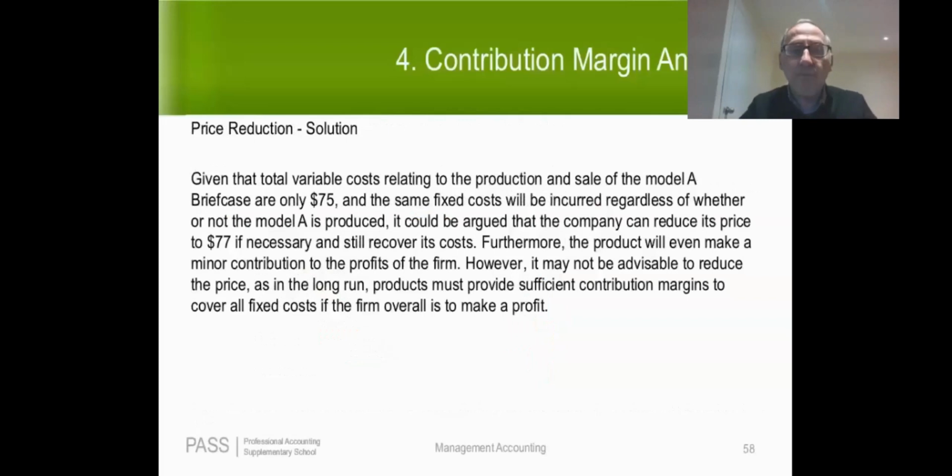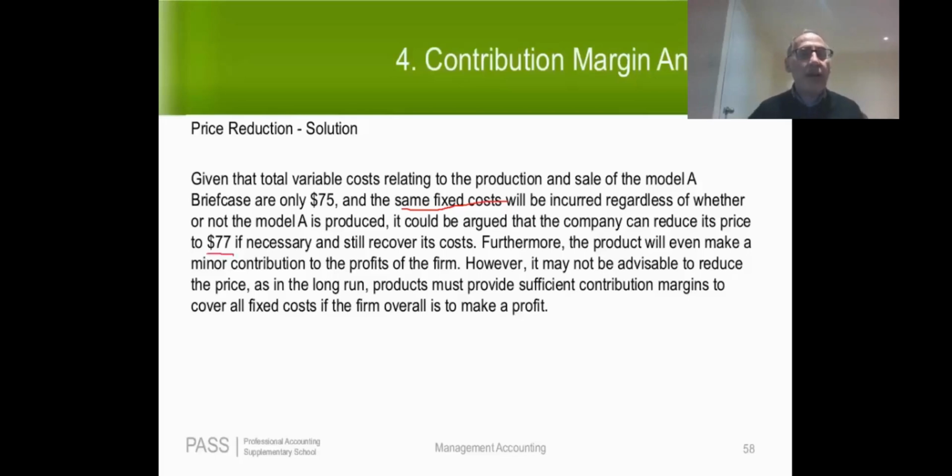Given the total variable cost relating to the production and sale of the Model A briefcase are only $75, as I mentioned a moment ago, the same fixed costs will be incurred regardless of whether the Model A is produced or not, because none of the fixed costs relate specifically to the Model A briefcase. You could argue on that basis that the company can afford to reduce its price to $77 if necessary, because they're going to end up recovering more than their incremental cost. Their only incremental costs are their variable costs because the fixed costs are totally unaffected. None of them relate specifically to this briefcase.